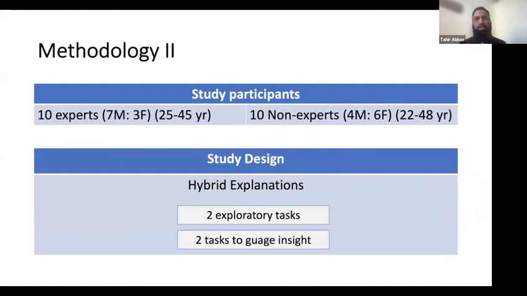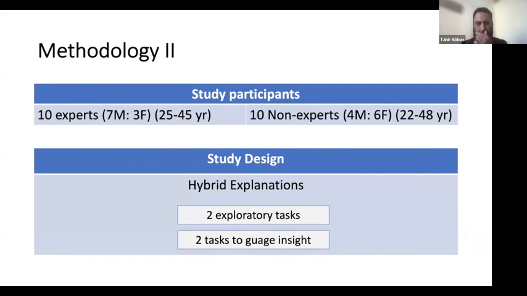And then they ran another study with 10 experts and 10 non-experts. They were not the same users that they used in the first study. There was a different set of users. And this time, they compared the hybrid explanation with the visual explanation, because in the previous study, they noted that lay users committed more mistakes in the visual explanation. And also there were some differences they wanted to minimize by answering research question 3 that I stated earlier. So they compared hybrid explanation with the visual explanation.